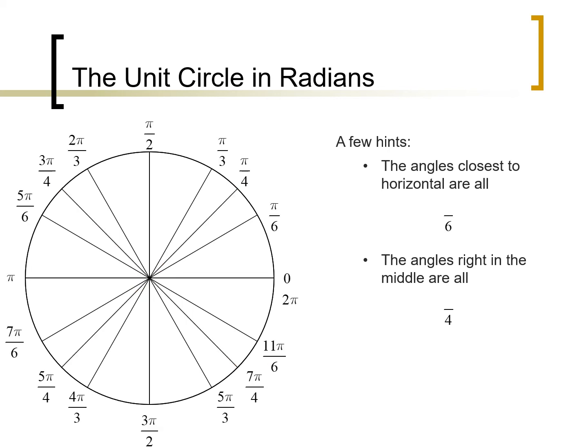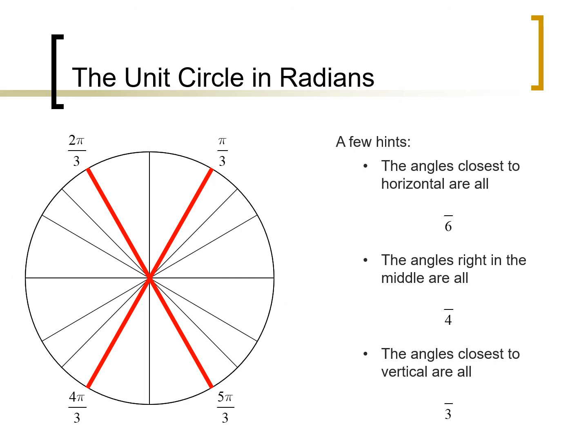Next, continuing along, if you look at the angles that are closest to vertical, pi over 3, 2 pi over 3, 4 pi over 3, 5 pi over 3, well, those angles are all over 3. If we're closest to horizontal, those angles are over 6. Right in the middle, those angles are over 4. Closest to vertical, those angles are all over 3.